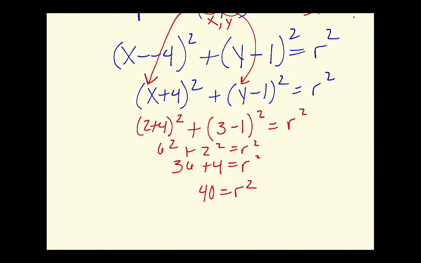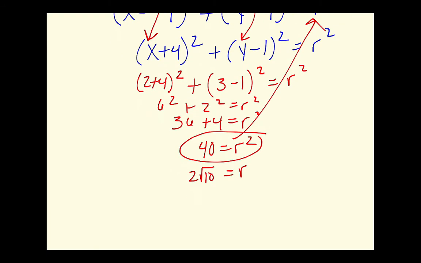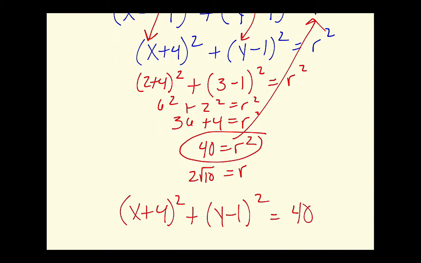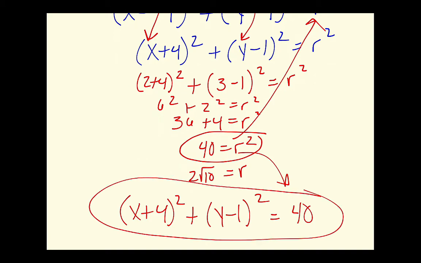Now you might be tempted to actually square root this and say that the radius is 2 root 10. But I don't care. What I'm interested in is what is the radius squared, because that's the number that needs to go into my original equation. So my equation for this circle is going to be (x + 4)^2 + (y - 1)^2 = 40, the radius squared. And now I can just look at that and say, oh yeah, the center is (-4, 1), with a radius of 2 root 10.